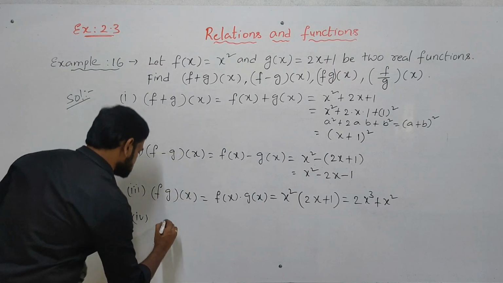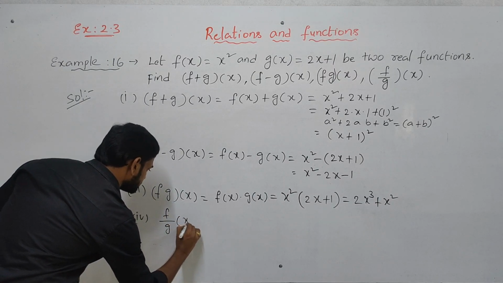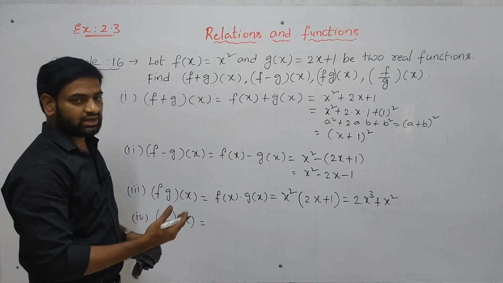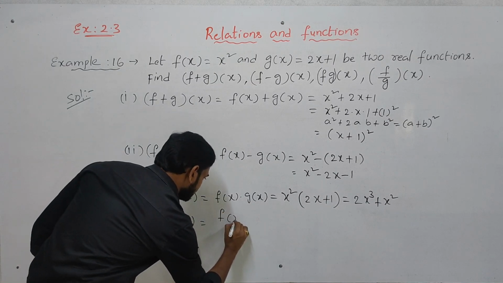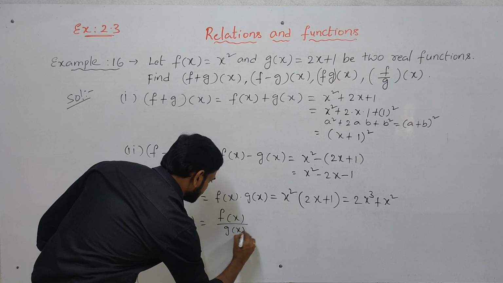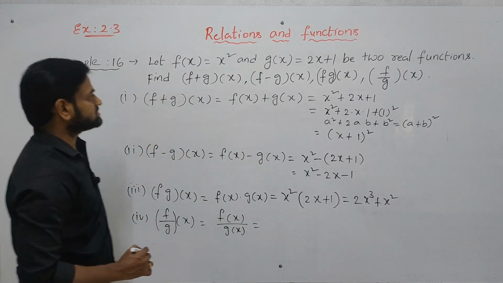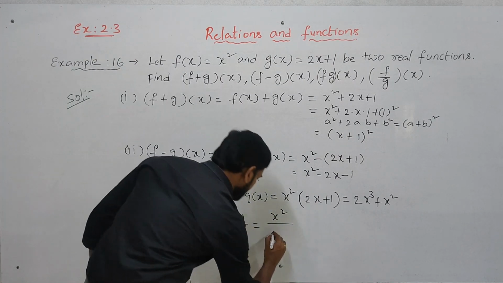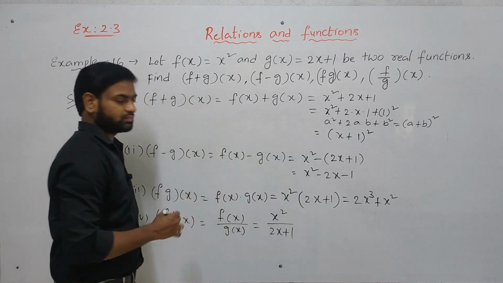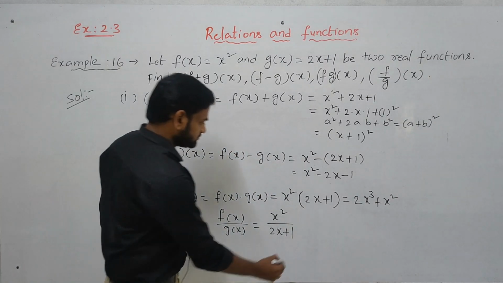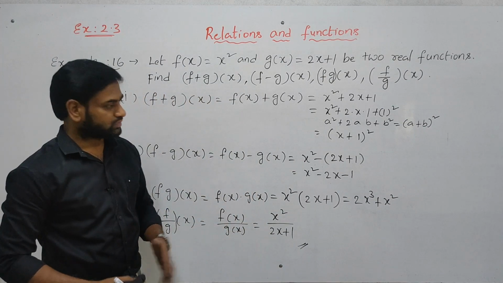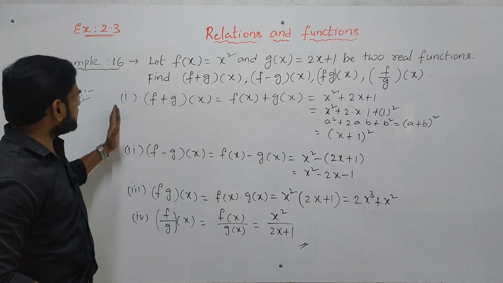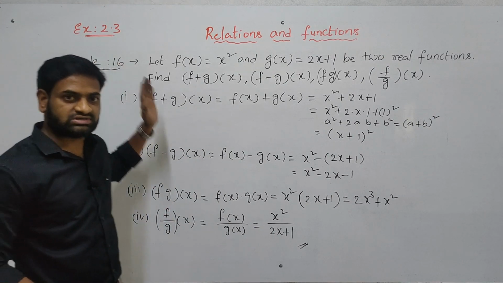Finally, the fourth is f by g of x. That is f of x by g of x. f of x is x square by g of x, which is 2x plus 1. That is the answer. No need to solve more. So use these four formulas. In the same way, you can try example 17.